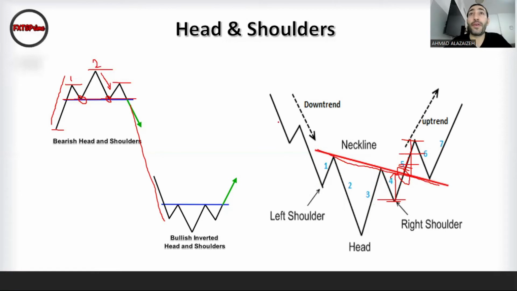So I hope that you have understood the head and shoulders. I will not speak about it in more detail because we will practice this in the chat practically. And we will do this also during the signals. I will explain any entry and what is the pattern we are trading, so you can learn this practically.